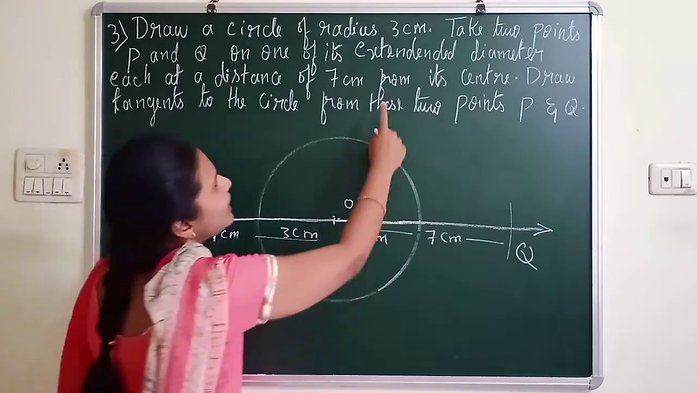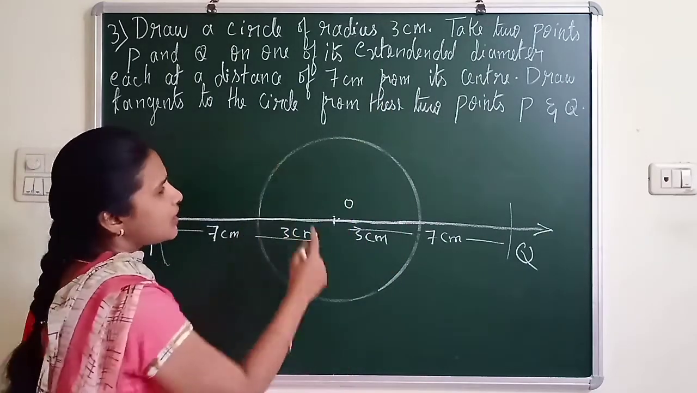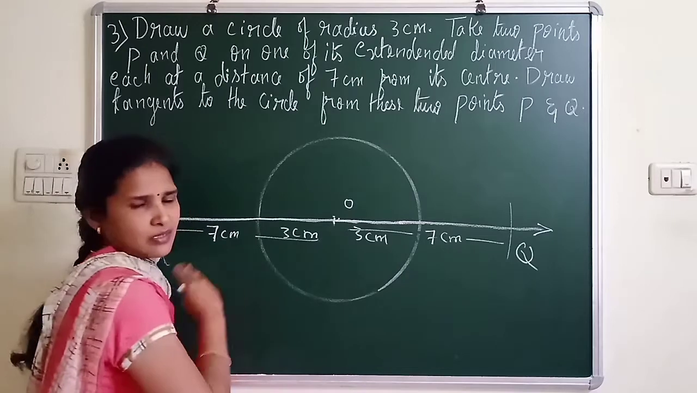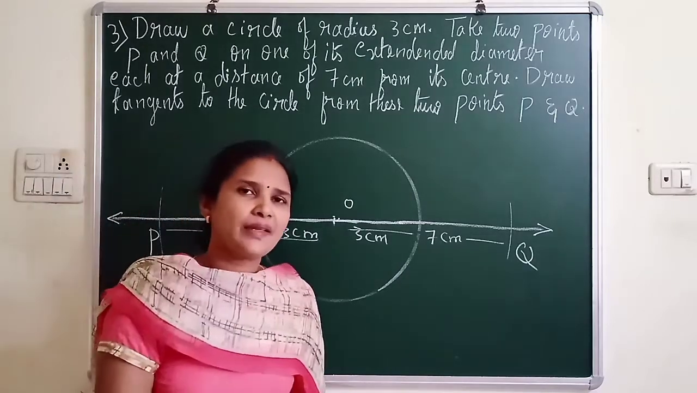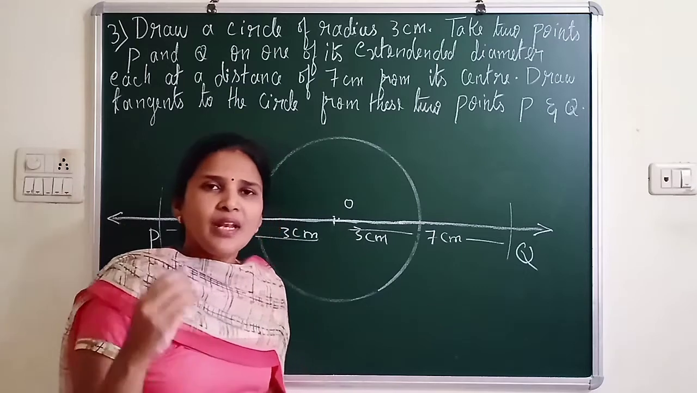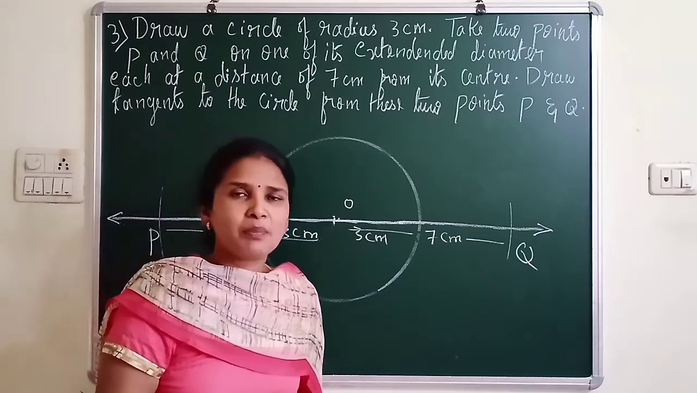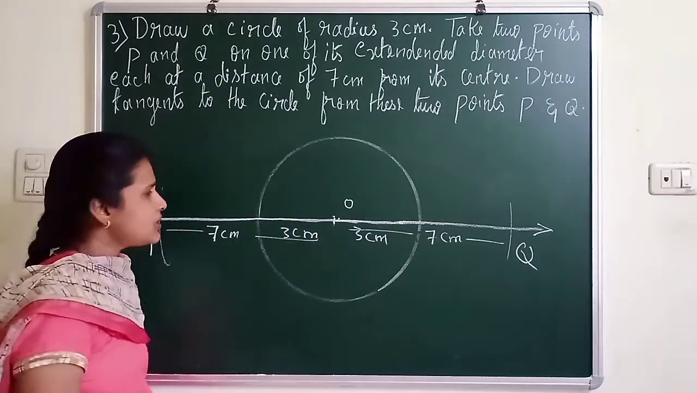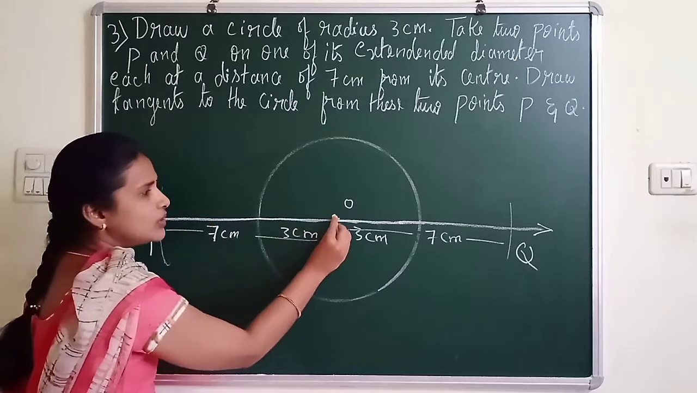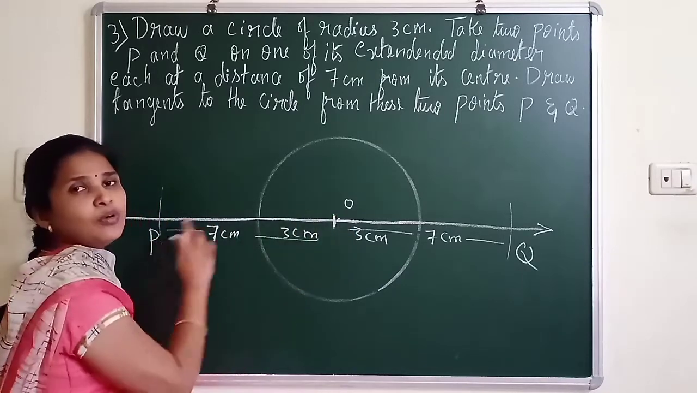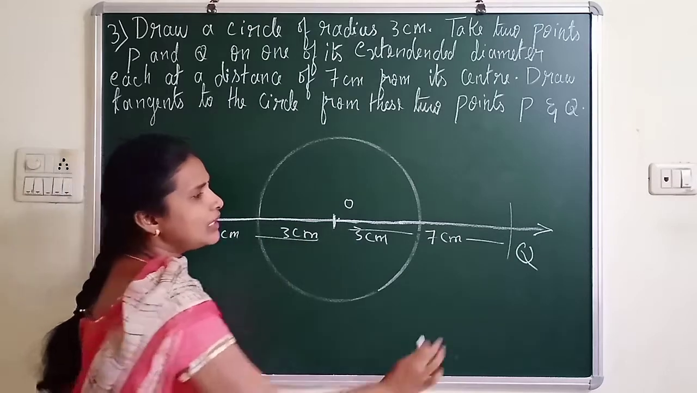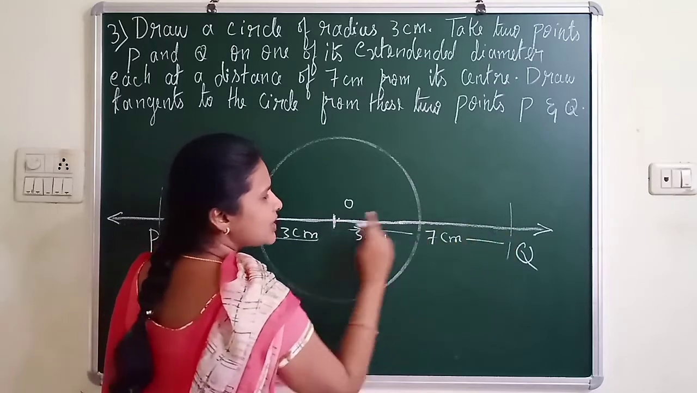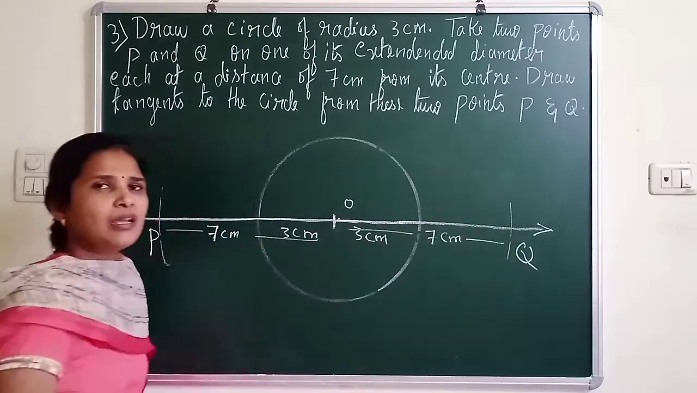Now where do I have to draw the tangent? See the question: from these points, draw tangents to the circle. It means I have to draw the tangents to the given circle from both the points. What is the basic concept to draw the tangents? Already told you in 2 questions, whenever you draw the tangents, you have to draw the perpendicular bisector. Now, from P to this circle, I have to draw the tangents. From P to O, this is 7 centimeter, and I have to draw the perpendicular bisector of it. Similarly, from Q, I have to draw the tangents to this circle. From O to Q, that is 7 centimeter, and here also I have to draw the perpendicular bisector.